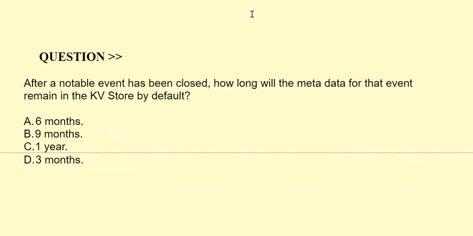Our first question is, after a notable event has been closed, how long will the metadata for that event remain in the KV store by default? Option A, 6 months. Option B, 9 months. Option C, 1 year. Option D, 3 months. The correct answer is option A.